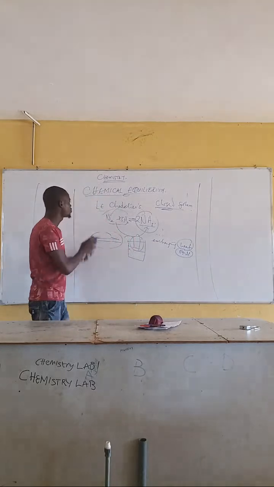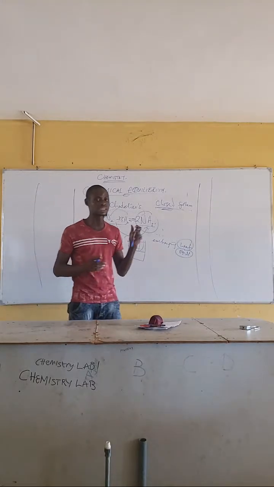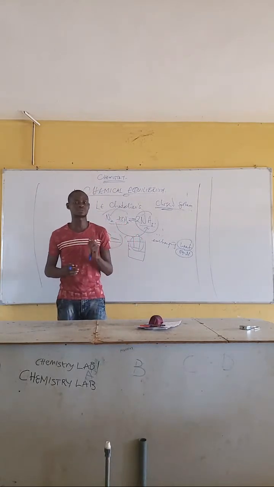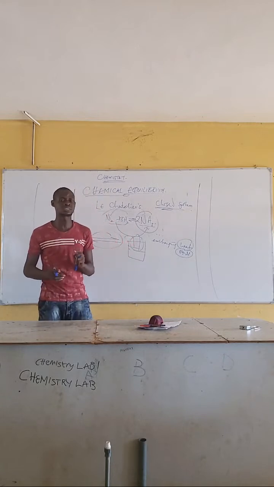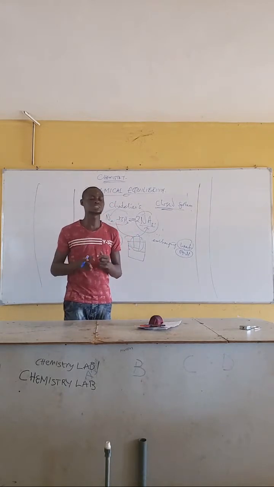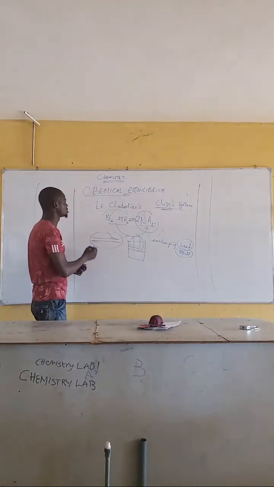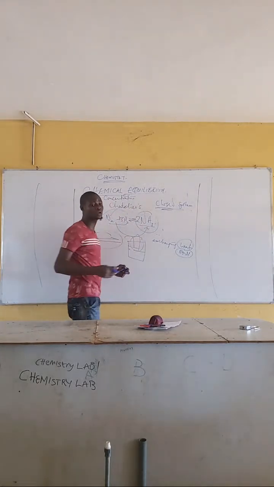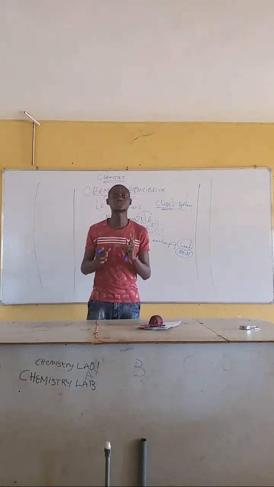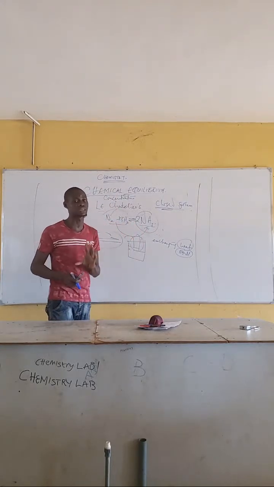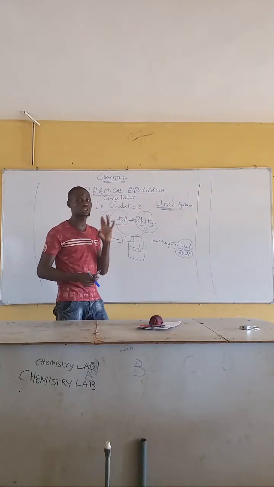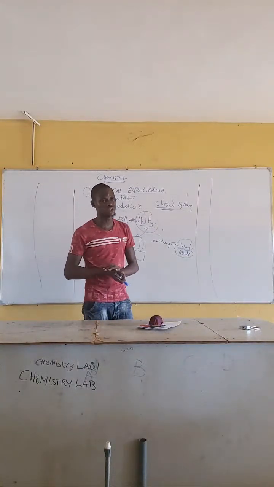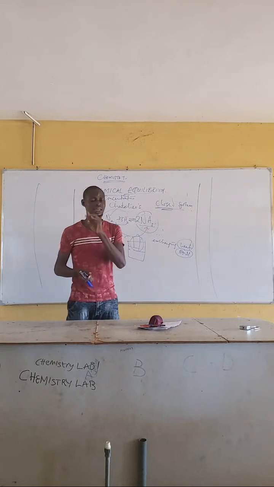As I said earlier, all reversible reactions are in a dynamic equilibrium. For a system to be in a dynamic equilibrium, it simply shows that the forward reaction must be equal to the backward reaction. What does that mean? What I'm trying to say is that the concentration of the forward reaction must be equal to the concentration of the backward reaction. Then we say the reaction is in a dynamic equilibrium. That is number one.